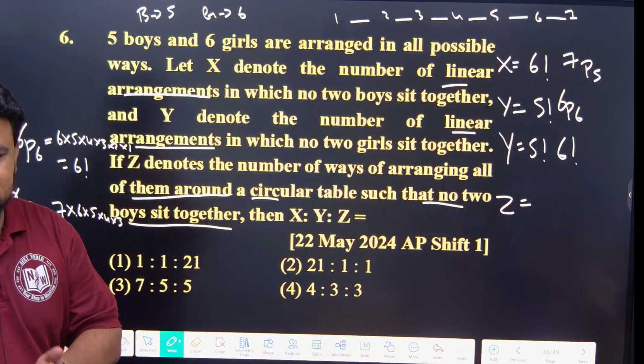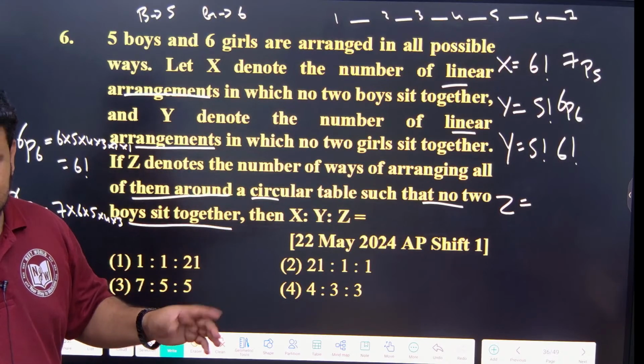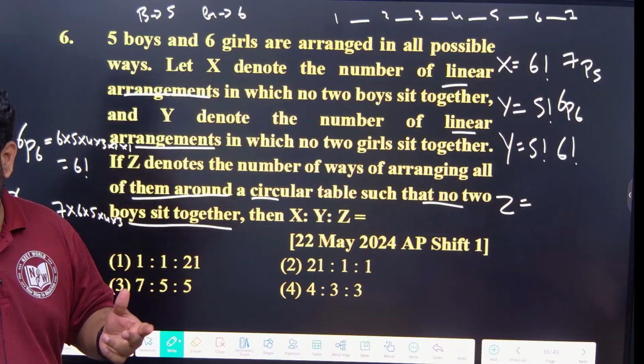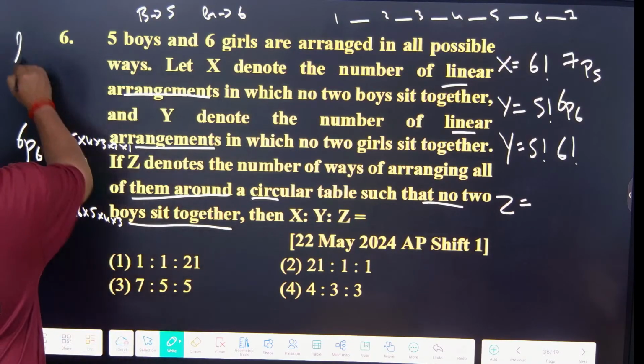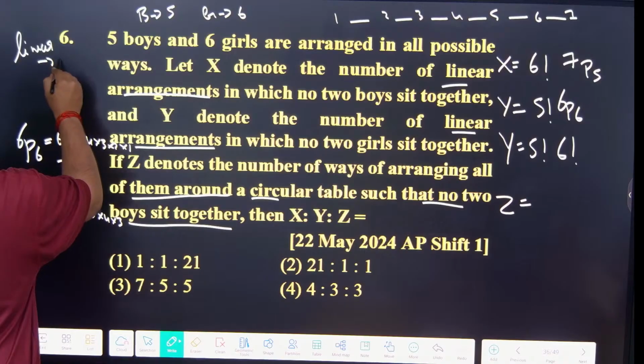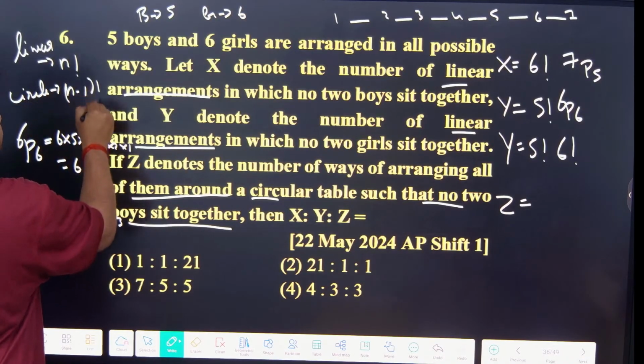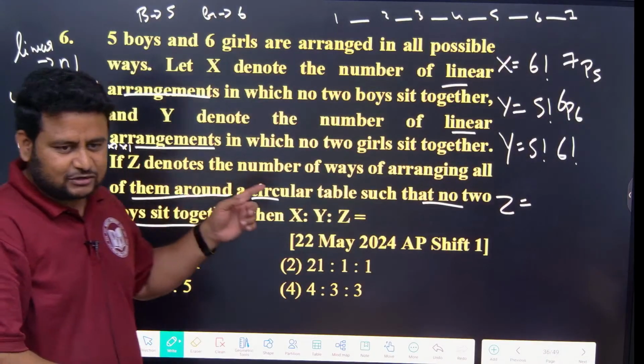6 factorial, if it is linear. For a circle it is n minus 1 factorial. Linear is n factorial, circle is n minus 1 factorial. So 6 girls, linear means 6 factorial ways.